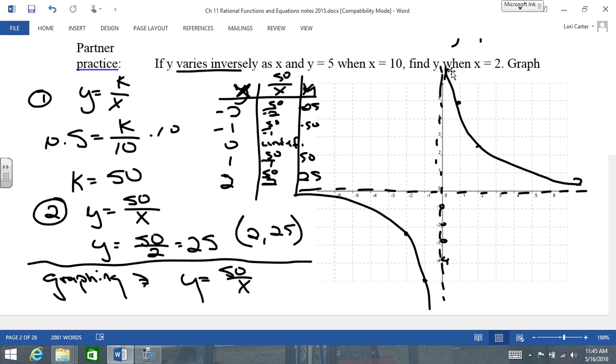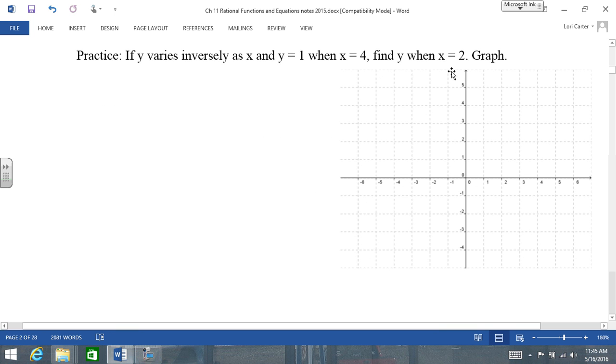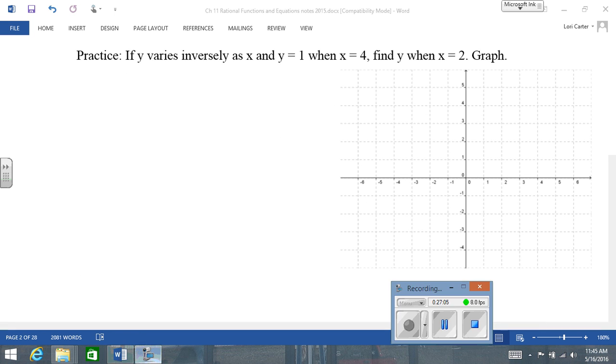Do we always have to do the table thing? Yes. Okay, here we go. Your turn.